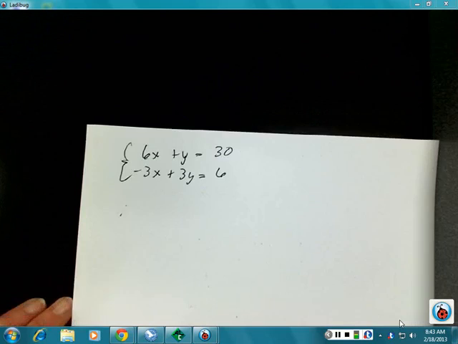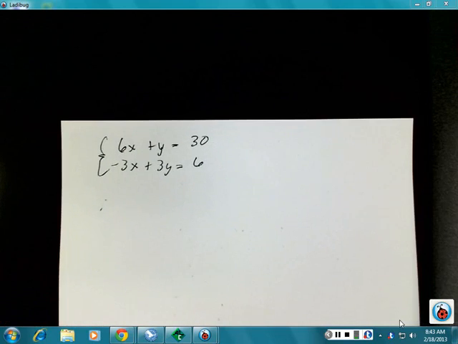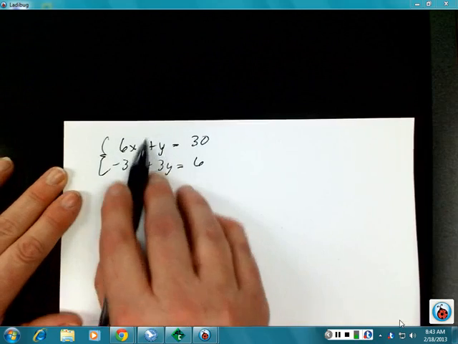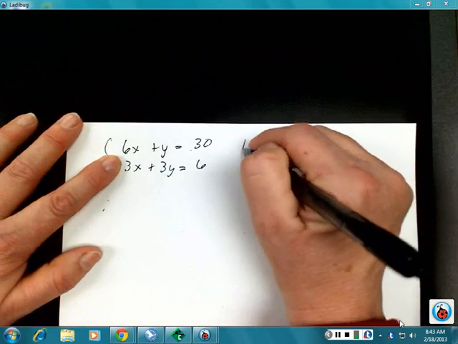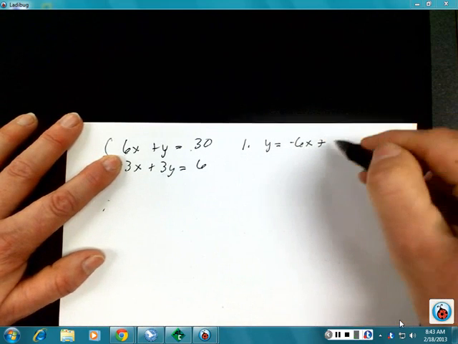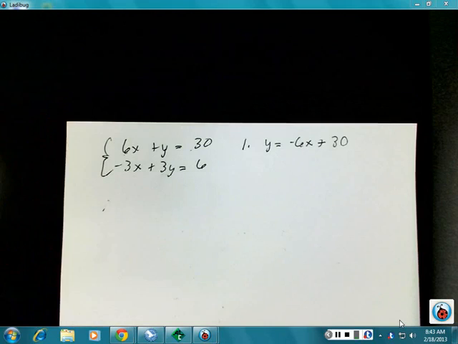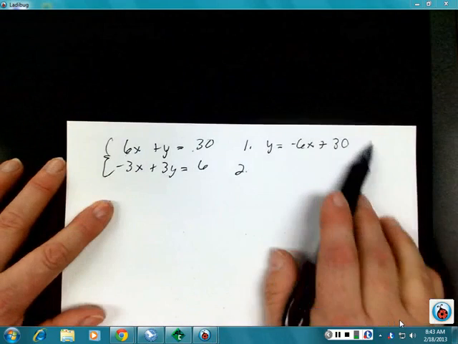Using substitution, what do I want to do? I want to get y by itself. First equation, that's wonderful for that because I got a single y. So that means I need to minus 6x from each side, so that's going to leave me with y equals a negative 6x plus 30. Okay, so far?